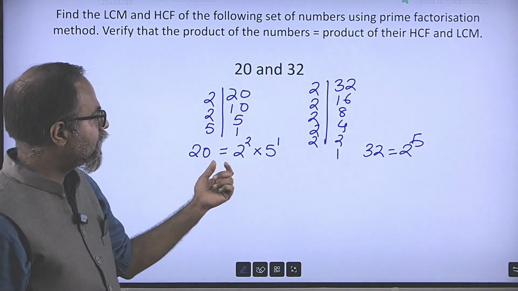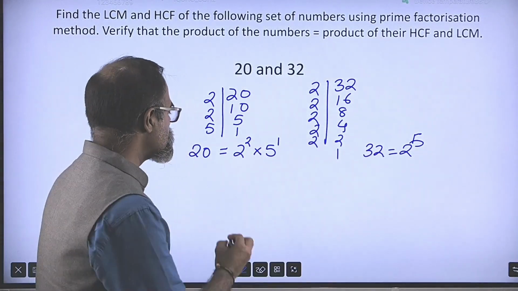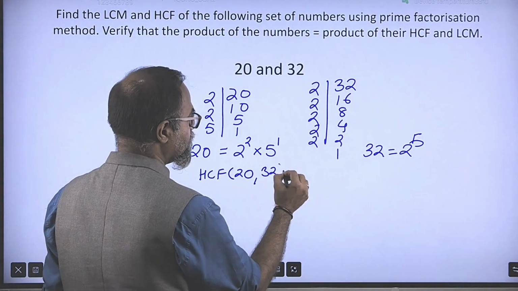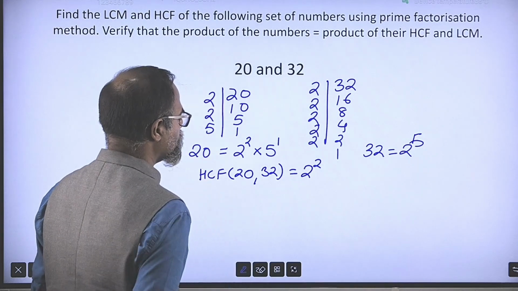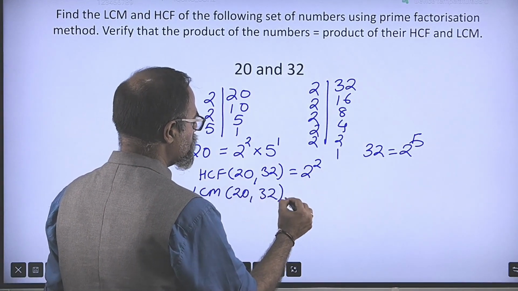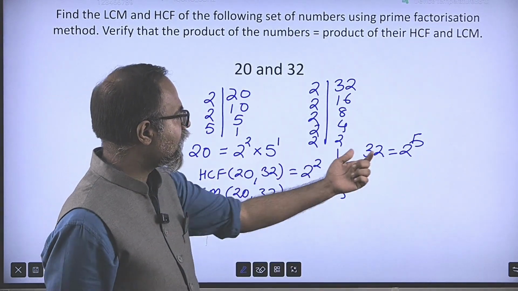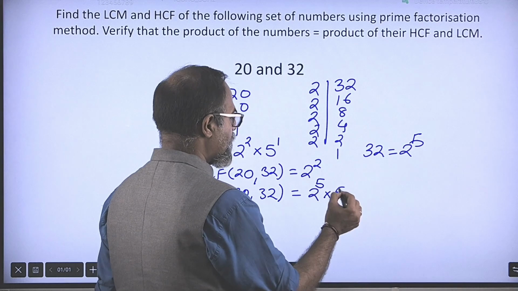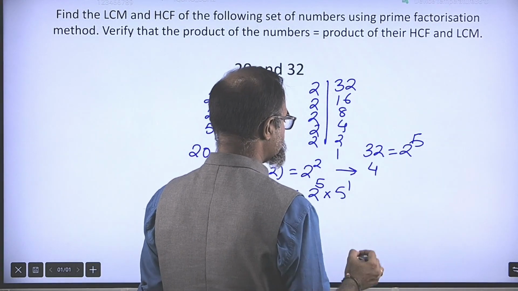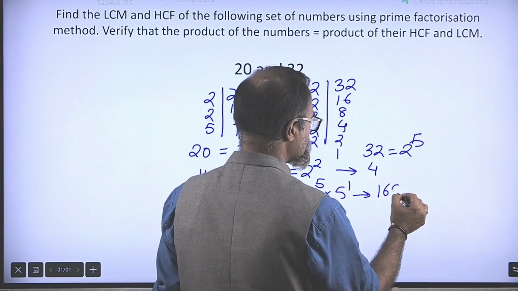So the common prime factor is 2 and the smallest power is 2. So the HCF of 20 and 32 is 2 to the power 2. What is the LCM of 20 and 32? So both 2 and 5 are the primes. The larger power of 2 is 5 and for 5 it is 1. So the HCF is 2 square, which is 4. The LCM is 2 raised to power 5, 32, into 5, which is 160.